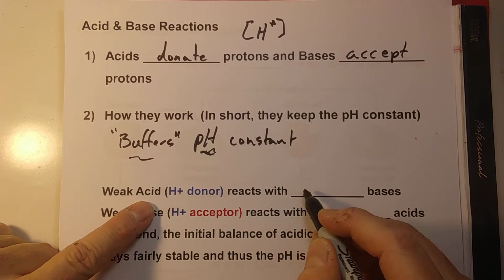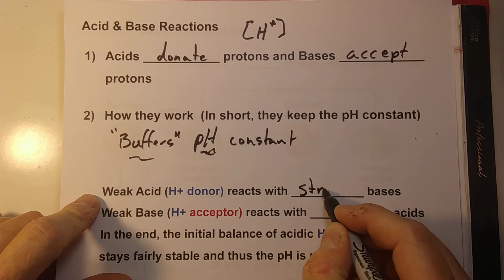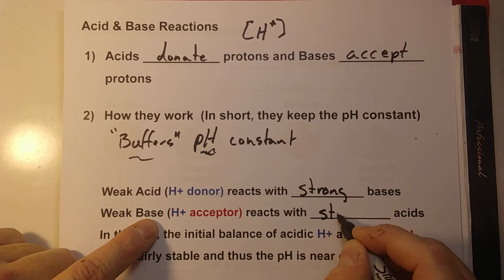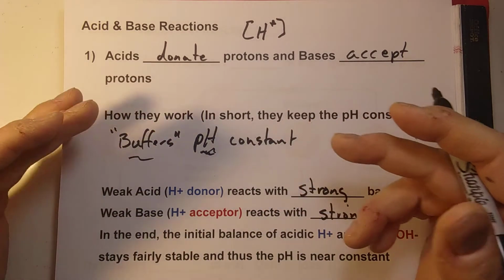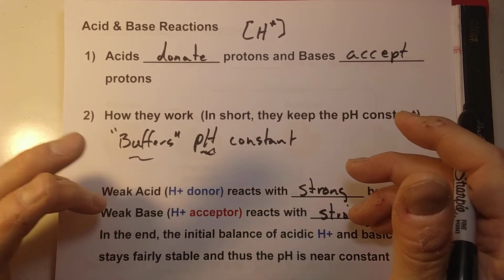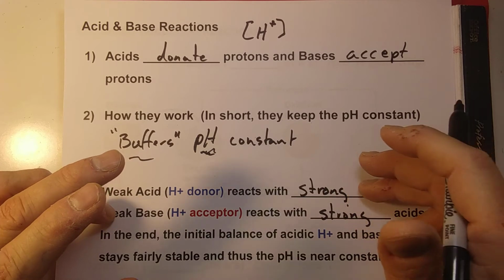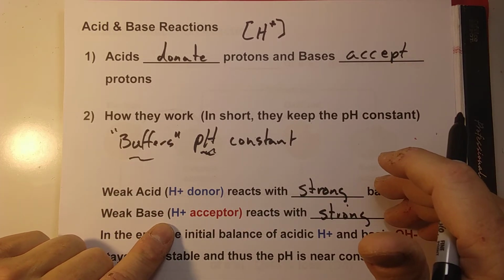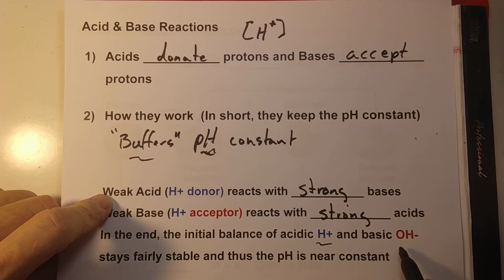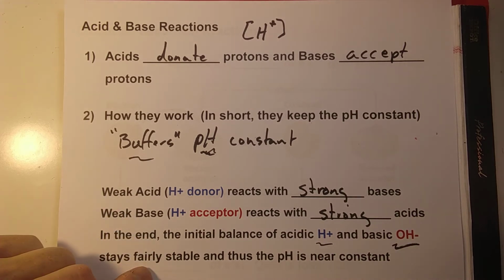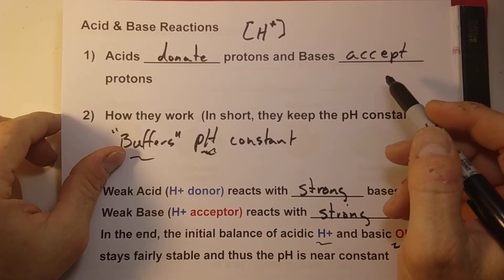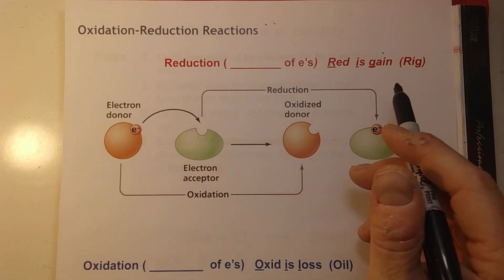Weak acids react with strong bases. Weak bases can react with strong acids, and that's what we'll be looking at later on and quantifying: reactions driven by the strong base if it's a weak acid, and a strong acid if it's a weak base. In the end, the initial balance of acidic and basic OHs stays fairly stable if we have a buffer. So we're going to look at buffers later, but just remember, acids donate protons and bases accept protons.